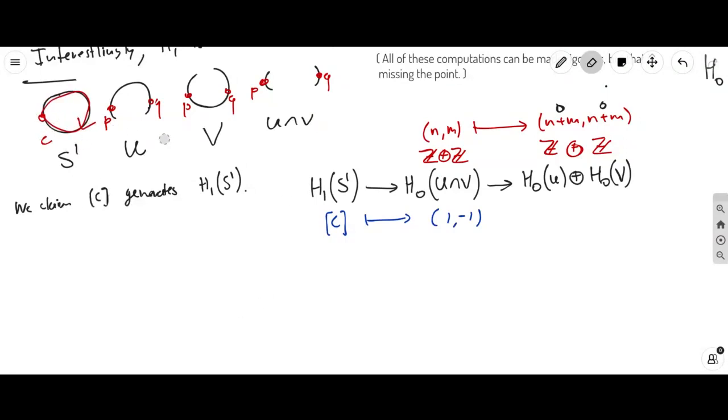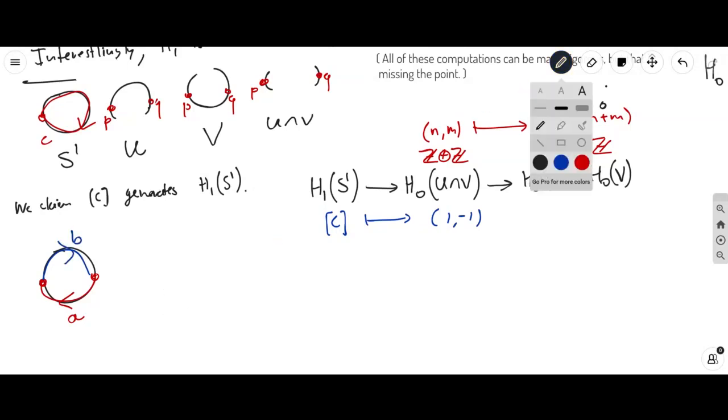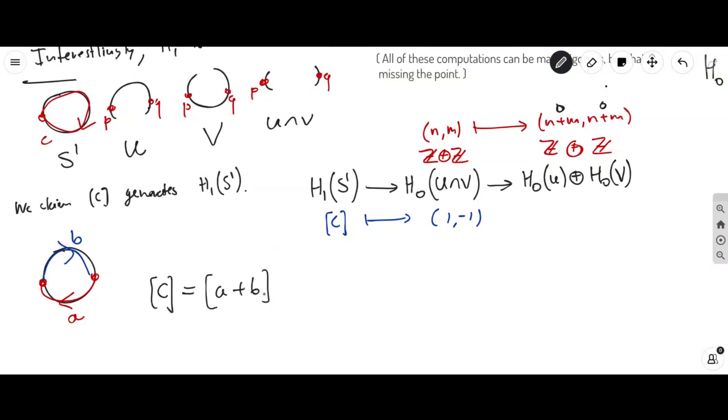This C can be decomposed into two pieces. So the C that goes around can be decomposed into two pieces. One of them, which we can call A, is the lower one, and one that goes above it, which we call B, like that. So we can say that the homology class of C can be represented as A plus B. I'm not saying that A plus B is equal to C, because this is a list of two mappings, and this is a single mapping.